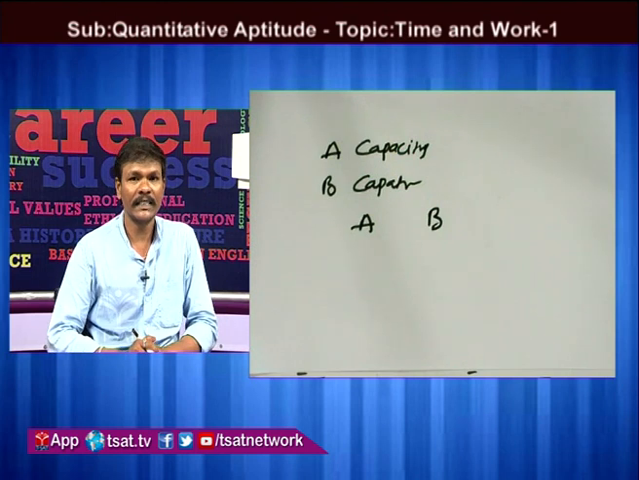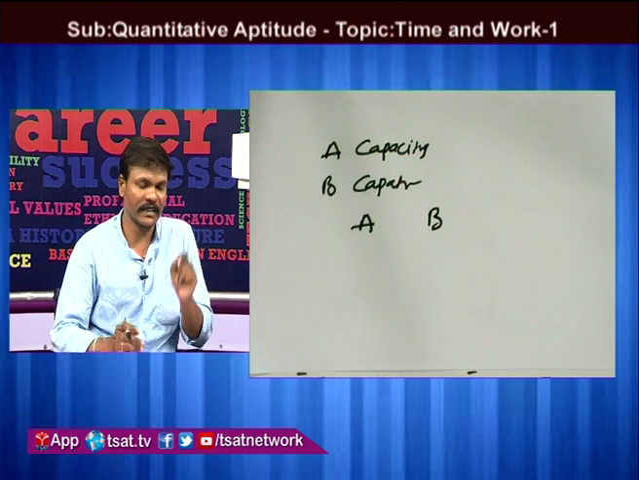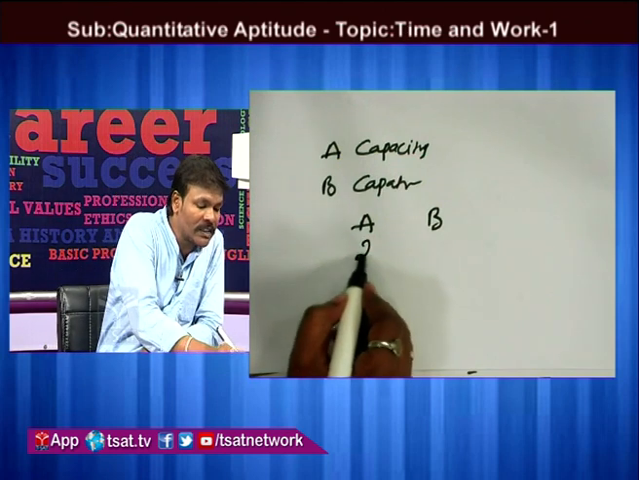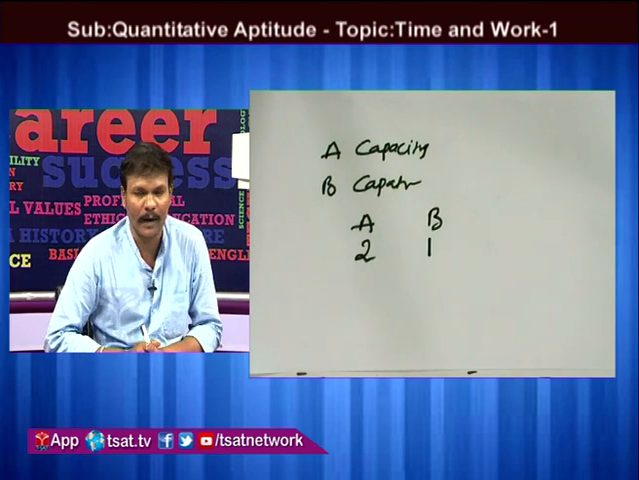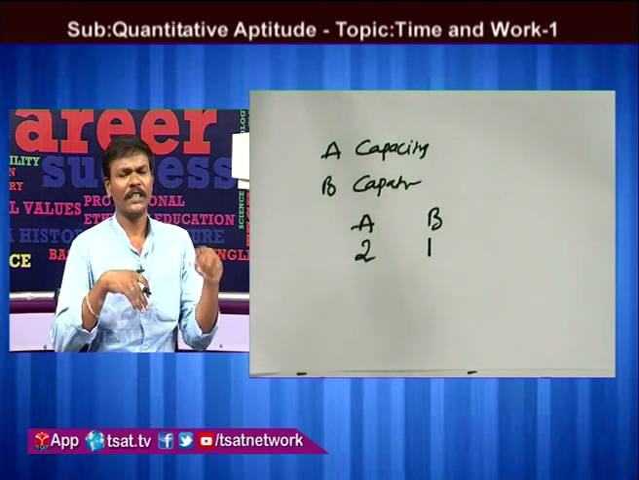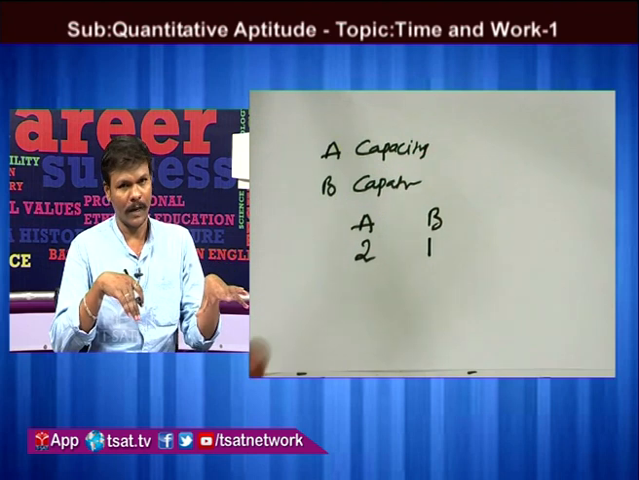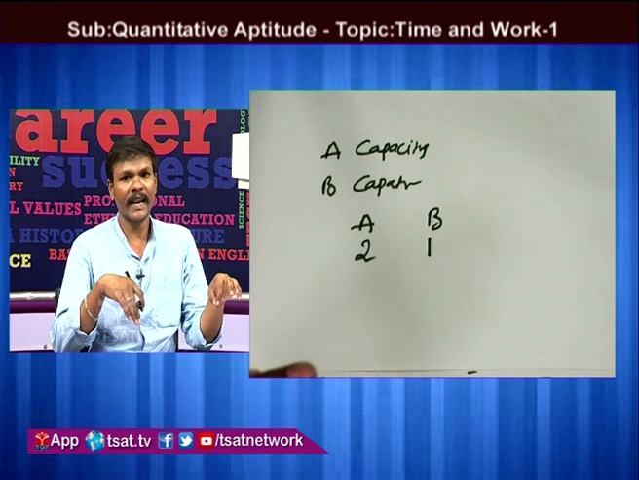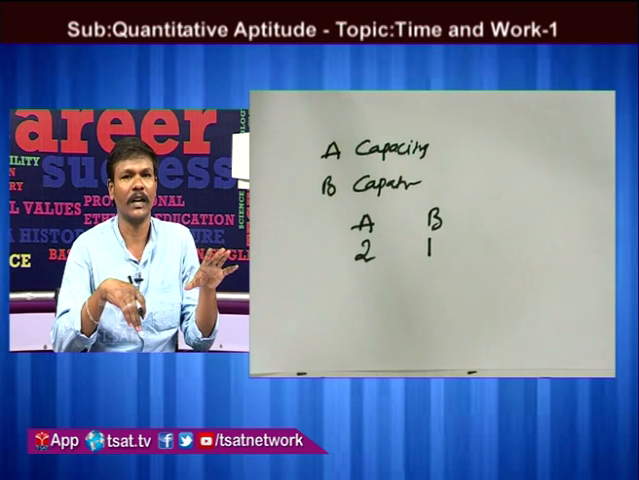A is twice as good a workman as B. Twice means A's capacity is twice B's, so B's capacity is 1. In general, think about it: a person with twice the capacity takes less time or more time? Just think about it.